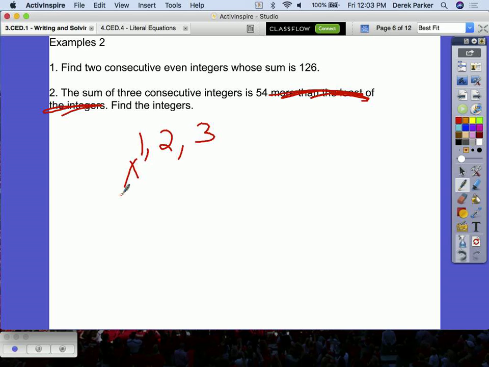How did I get from 1 to 2? I added 1, so 2 would be x plus 1. And then my next consecutive would be x plus 2. As you can tell, I'm going in increments of 1, not 2. When I did even or odd, I go in increments of 2. When it's consecutive numbers, I'm going in increments of 1.